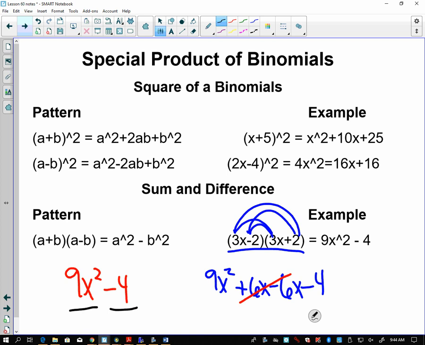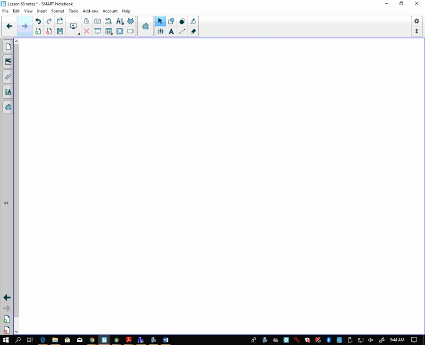Okay? And I know that the square root of 9 is 3. I know that the square root of 4 is 2. So I could actually write that up, I should get 3x minus 2 times 3x plus 2. Right? I could even solve for x at that point, and that's a little bit beyond what we're ready to do today.